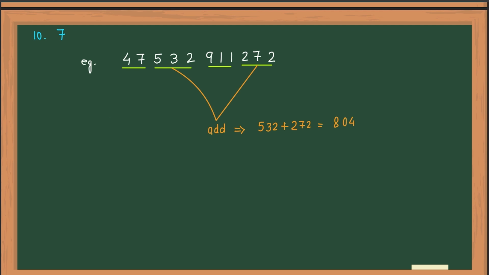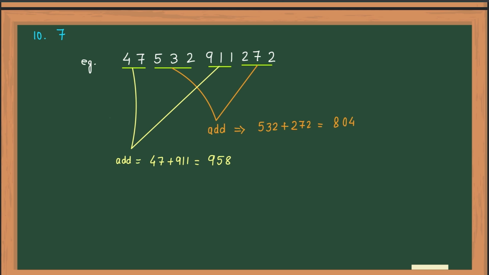Now, the next thing. Now add up the left out triplets. What are the left out triplets? This one, and this one. What we have to do? We have to add them up. So on adding 47 plus 911, we will be getting 958.